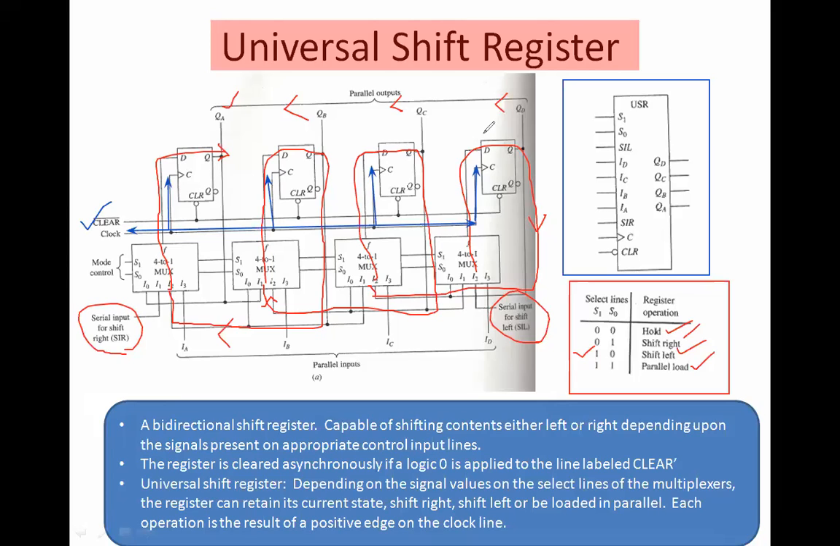So once 0 is there, then none of the flip-flops will have any data. So I can start fresh, thinking of either holding the value or shifting the value to the left or right, or having the operation of parallel load. So if I have this universal shift register, I'll be able to do multiple operations. So of course, it seems a little complex, but then as you try and understand each step by step, then it becomes easy for you to analyze.